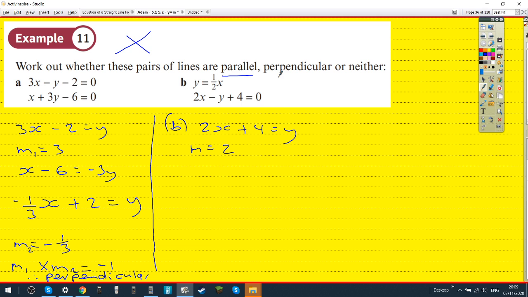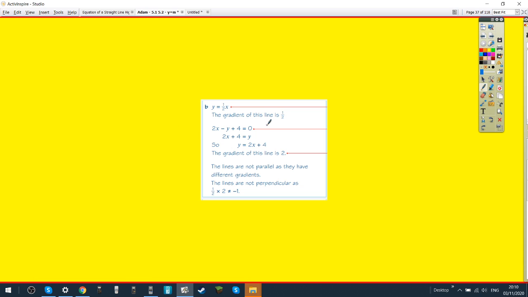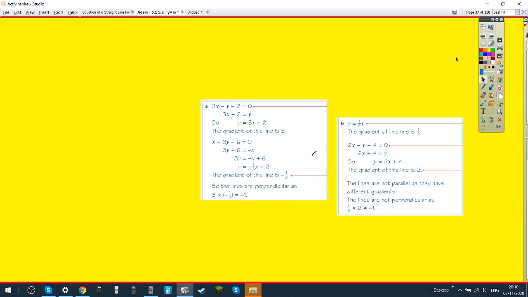So parallel, perpendicular, or neither. So we know it's not parallel. Yep. So then you multiply them to see if they're perpendicular. It gives you 1. Wait, would it be perpendicular if it's 1? It has to be minus 1. So it's neither. Yeah. Well done. Not parallel. And then the other one, they multiply to make minus 1, so they're perpendicular.